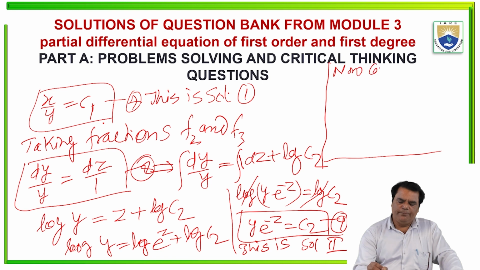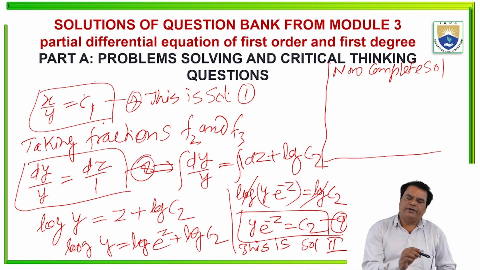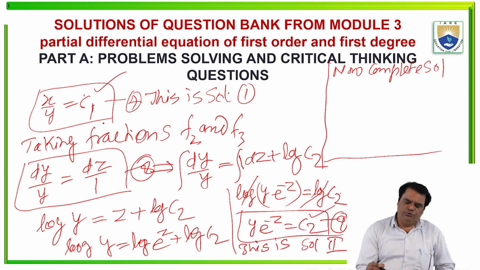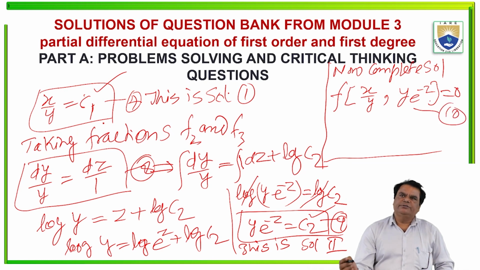Now the complete solution is a combination of solution 1 and solution 2. Equation 4 is solution 1, and this is solution 2. So, combining and writing in function form: function f of x upon y, comma, y into e to the power minus z, equals 0. This is equation 10. This is the complete solution. This is the required solution.